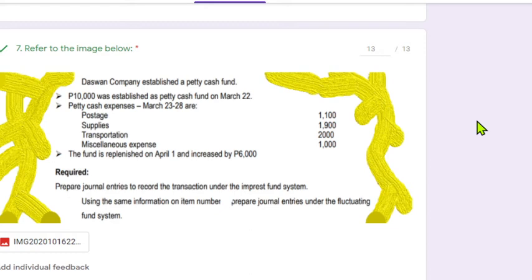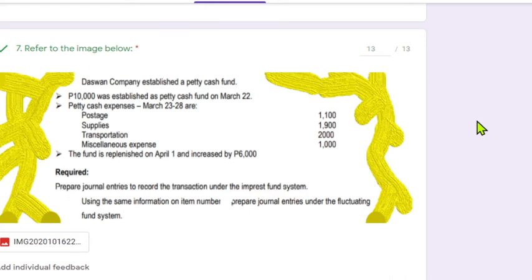Next, the fund is replenished on April 1 and increased by 6,000. So, nag-replenish na daw ng April 1 and increase pa ng 6,000 on April 1. So, pwedeng compound entry, pwede ring magkahiwalay. So, paano mag-replenish? Yung expenses mo kanina, ngayon mo siya i-establish. You debit postage, 1,100. Debit supplies, 1,900. Debit transportation expense, 2,000. Debit miscellaneous expense, 1,000.